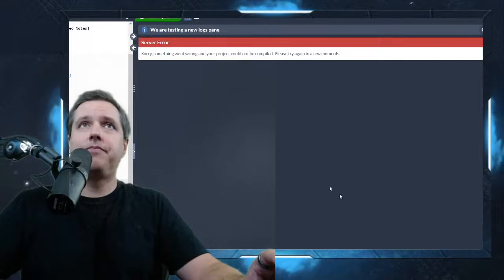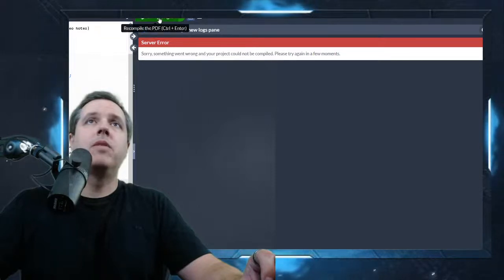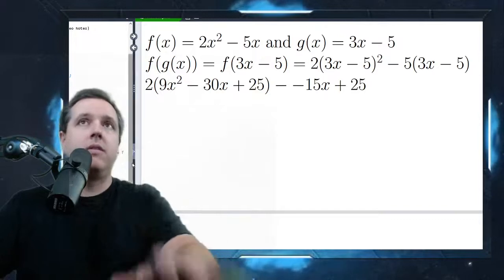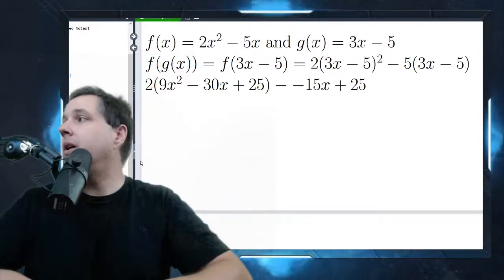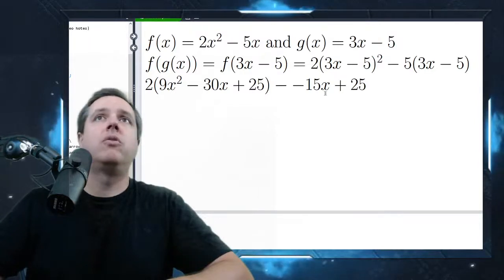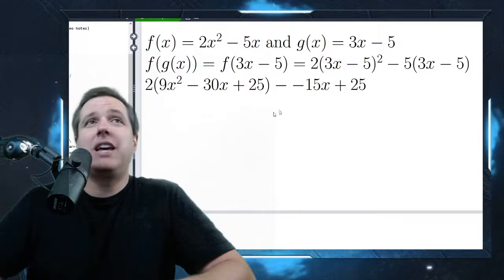Oops. Looked like I had a typo right here. Must have double tapped the button. Okay, so we've got this simplified now. And then now it's just a matter of simplifying until we get to that final expression.